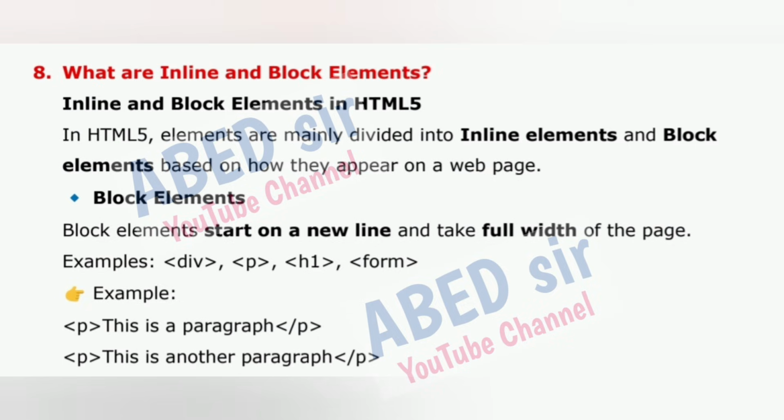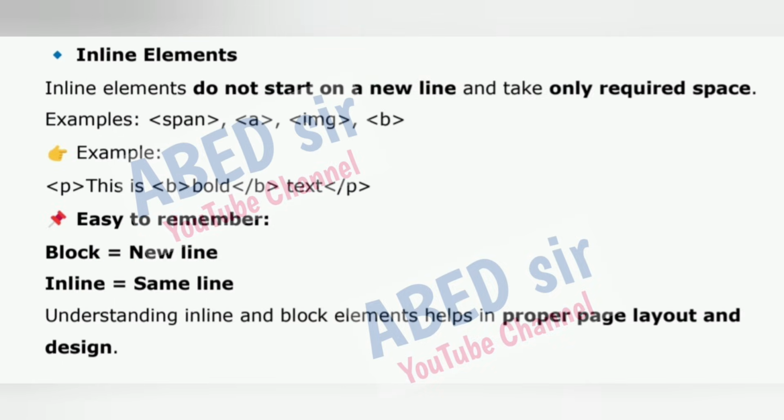Examples: div, p, h1, form. Example: p, this is a paragraph, /p. p, this is another paragraph, /p. Inline elements do not start on a new line and take only required space. Examples: span, a, b. Example: p, this is b, bold, /b text, /p. Easy to remember: block is equal to new line. Inline is equal to same line. Understanding inline and block elements helps in proper page layout and design.